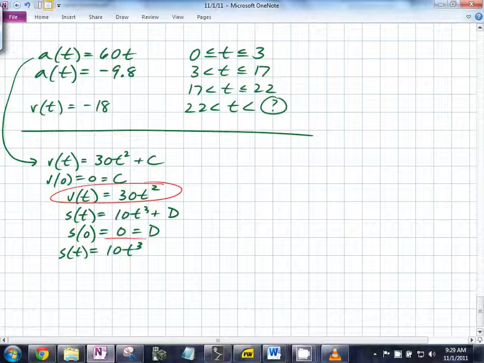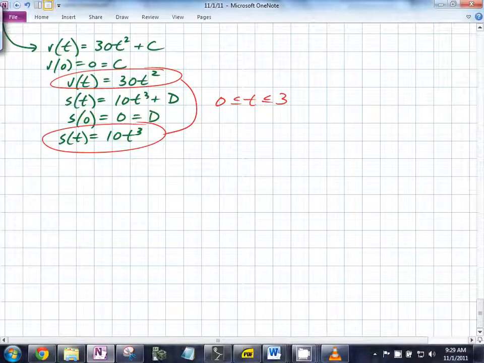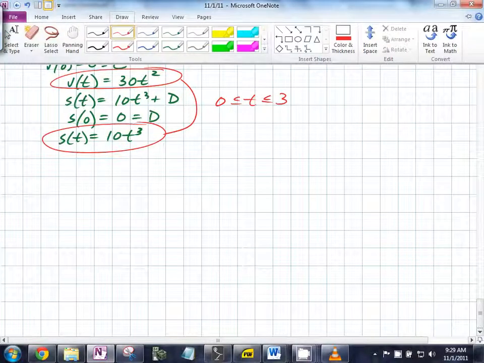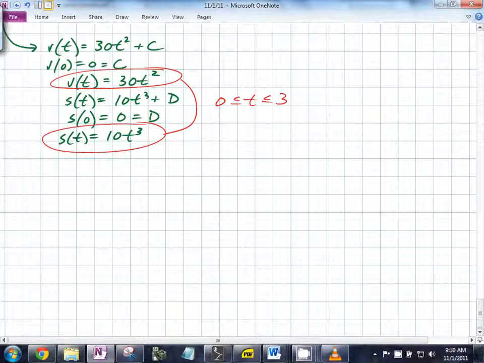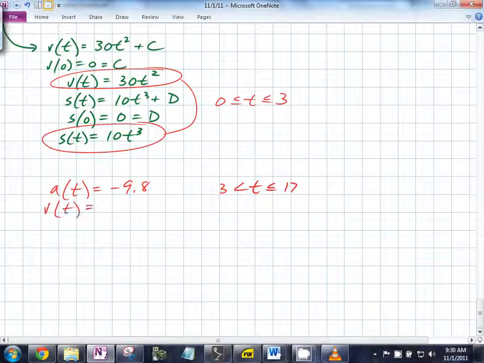Okay. So now, let's figure out what the velocity is. So after time equals 3, what's the only thing acting upon this particle? Gravity. Correct? Okay, so we know that the acceleration is negative 9.8 from 3 to what? 3 to 17. That's correct. Okay, so the velocity is negative 9.8 t plus c. Correct? Well, we integrated it, right? Plus c.